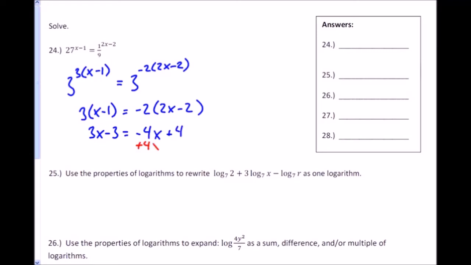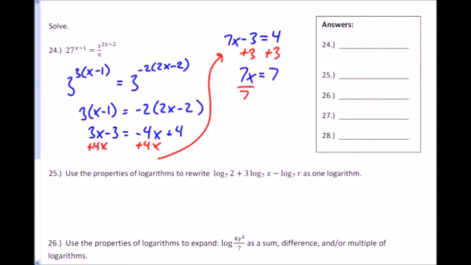I'm going to add the 4x to each side. So that's going to leave me with a 7x minus 3 equals 4. I add the 3 to each side. So I get 7x equals a 7. Divide each side by a 7. And I find out that x equals a 1. Okay? And I could easily plug that back in and check it.